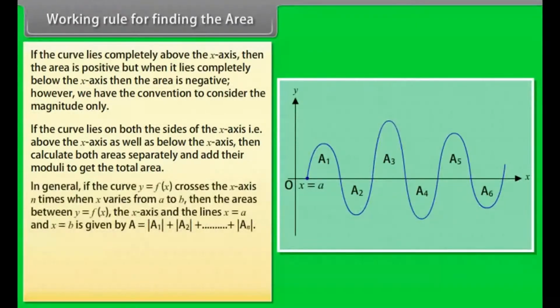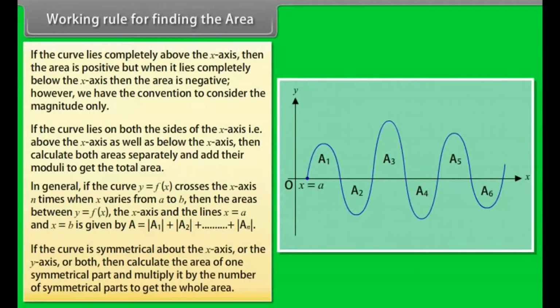In general, if the curve y = f(x) crosses the x-axis n times when x varies from a to b, then the area between y = f(x), the x-axis, and the lines x = a and x = b is given by A = |A1| + |A2| + ... + |An|. If the curve is symmetrical about the x-axis or the y-axis or both, then calculate the area of one symmetrical part and multiply it by the number of symmetrical parts to get the whole area.